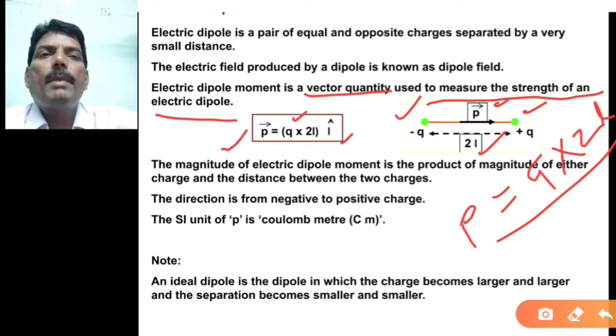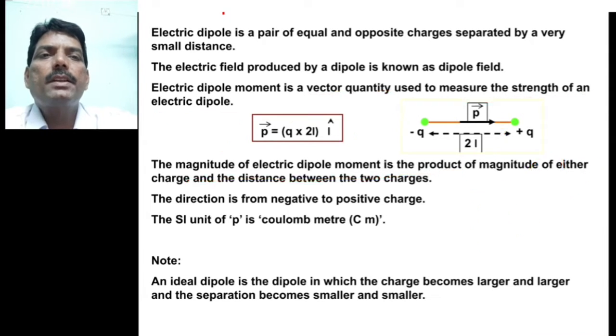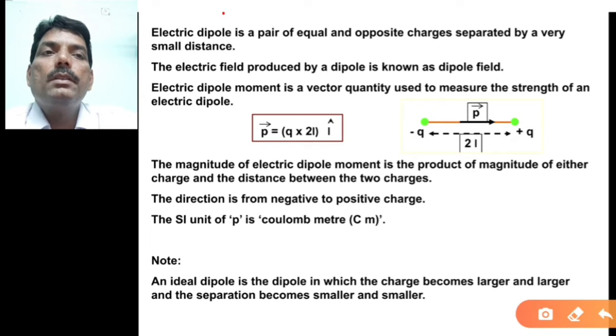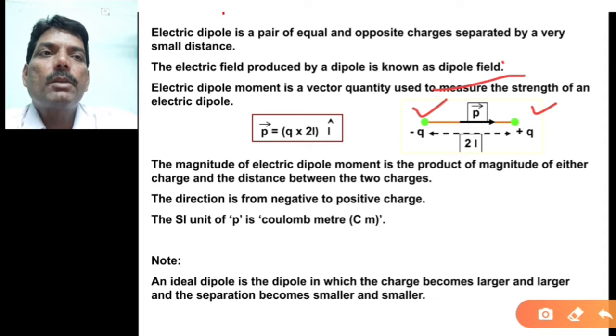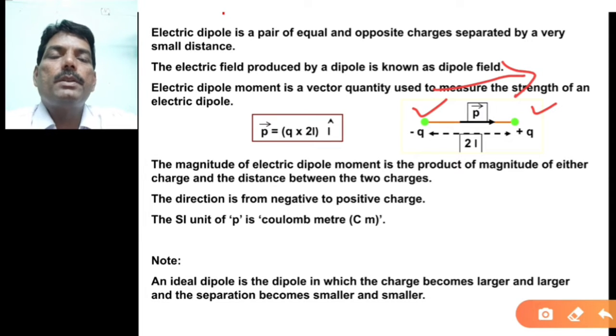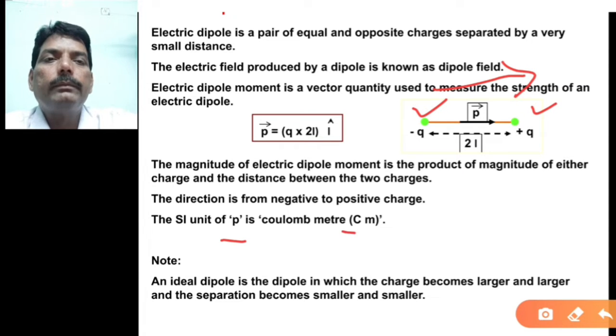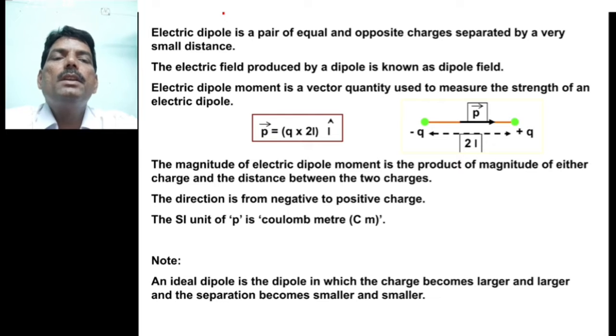So here you can see the magnitude of the dipole moment is the product of the magnitude of either of the charges and the distance between the two charges. Simply, p is equal to q into twice L, and the dipole moment vector's direction is always from negative to positive charge. The SI unit of dipole moment is coulomb meter. So these are the basic things related to the electric dipole.